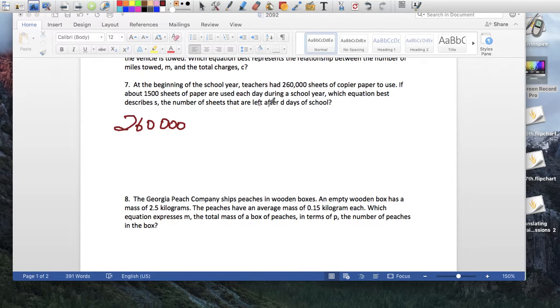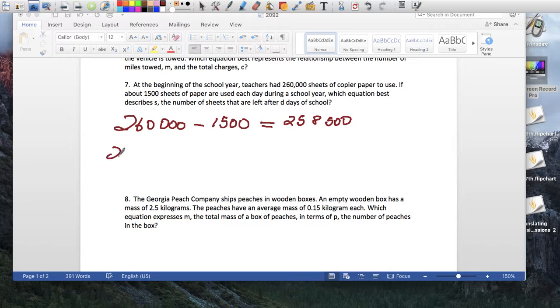Now, let's just say they worked for one day. Okay. How many sheets of paper would you have left? Well, if it's only one school day, let's just assume there's only one school day. Well, it would be 260,000 that you started with minus how much you use in one day. This is how much they use in one day. So how much would you have left over? So it would be definitely 258,500 sheets of paper left, right?